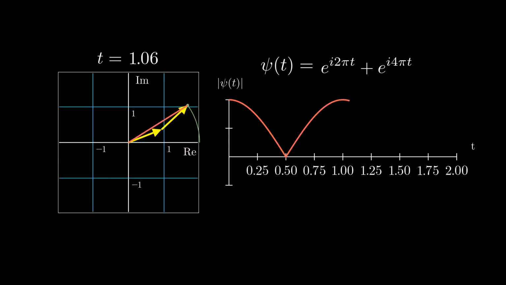If we continue plotting this, we see that the modulus of the sum, which we liken to the amplitude of oscillations, varies with time, being maximized at integer values of t, and being 0 at half more than integer values of t.